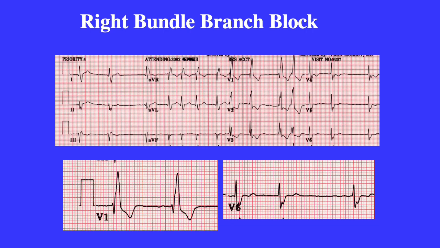So in left bundle branch block, the QRS is wide over chest lead V6, which is on the left side of the chest, while in right bundle branch block, the QRS is wide in lead V1, which is on the right side of the chest.